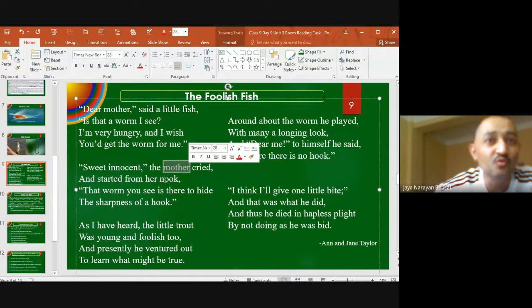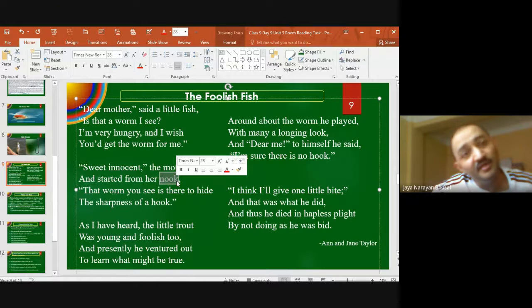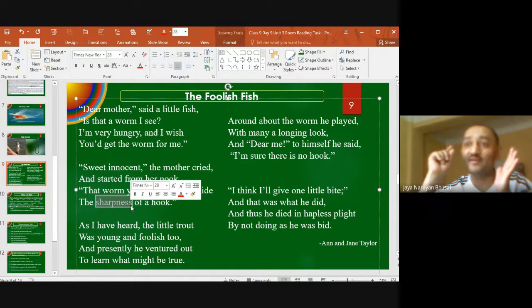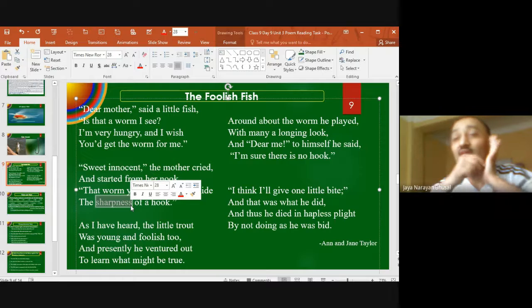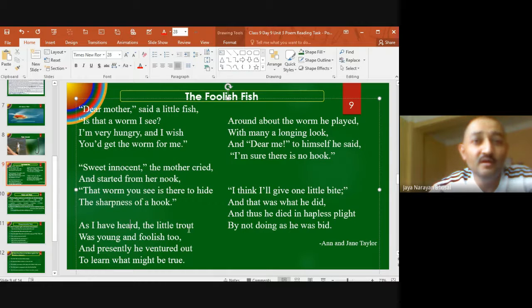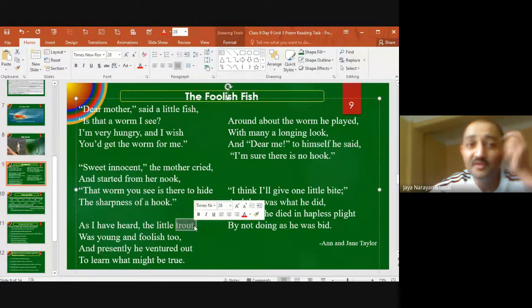Let's go to nook now. Nook is a corner in the river where fish live. Okay, this is also an image. The worm we already discussed. Sharpness, look at this sharpness. Oh, tactile image, sharpness. You feel that something is prickly, something pricks you. Okay, that is what you feel. Trout comes there, the image of a fish comes in your mind.